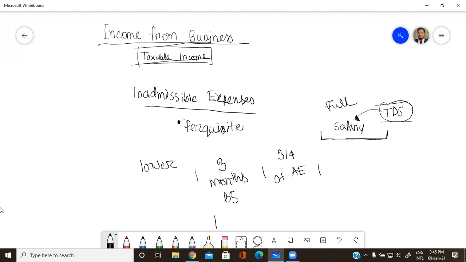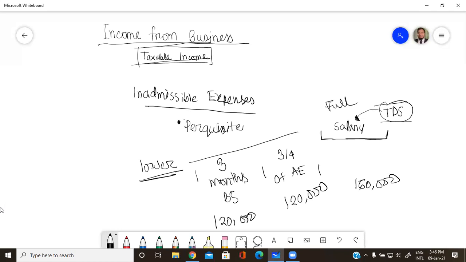Say 3 months basic salary is 120,000, 40,000 in each month. 120,000 is 3 months basic salary. And actual expenditure is say 160,000. In that case, how much is 3/4 of actual expenditure? 120,000? Yes, sir. 120,000. So the expenses you will show in your income tax return for your employees' traveling cannot exceed the lower figure between these two numbers.